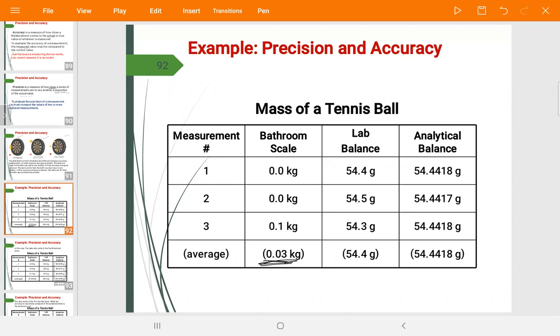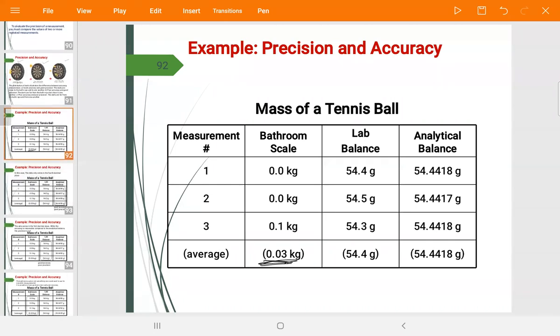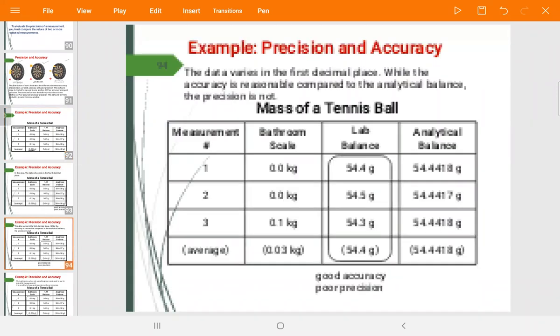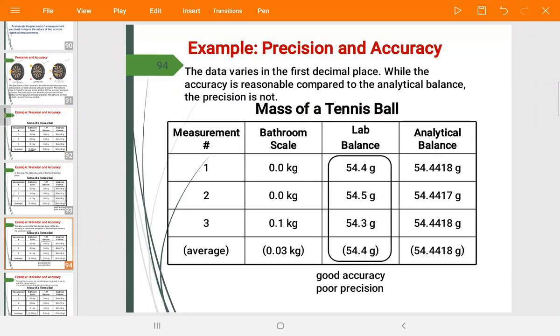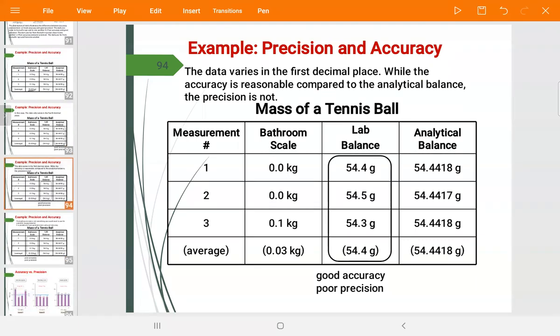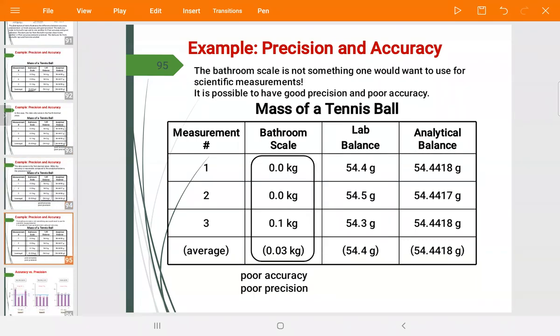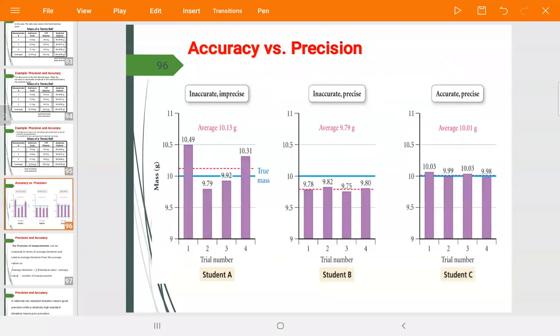Hold on, let me use this as an example. No, I think this is not a good example. Let me see. Okay, let's see this example. Do you see the blue line, which is located over here? This represents the true mass. Now, these are the number of trials: trial one, trial two, trial three, four.